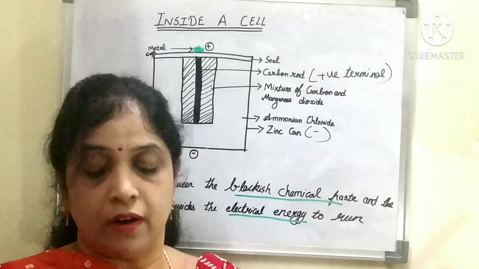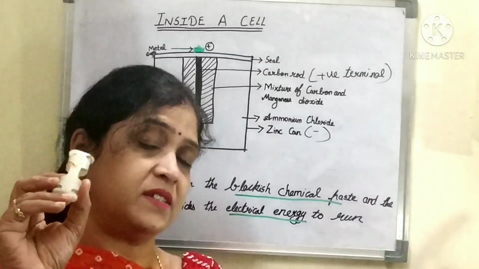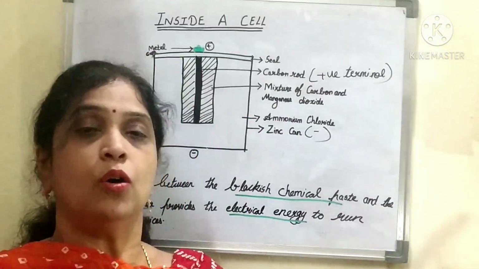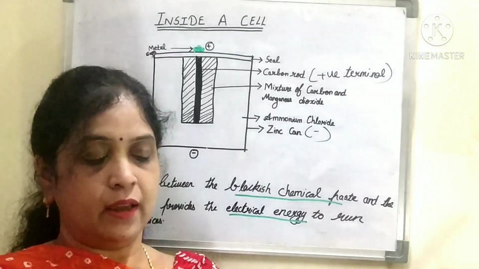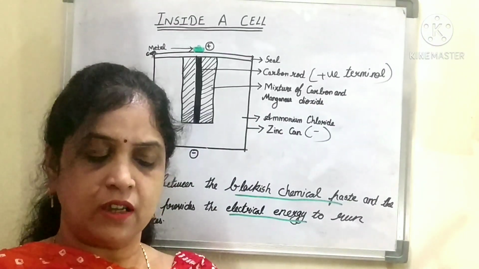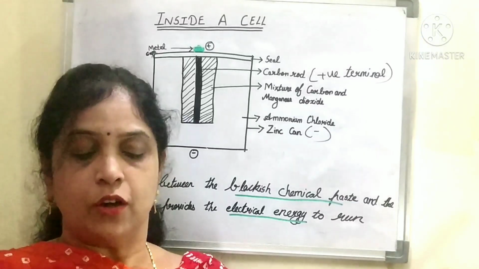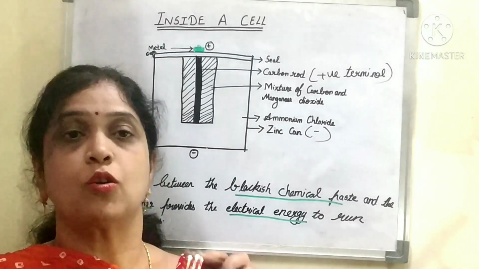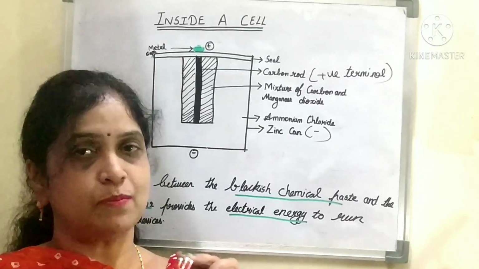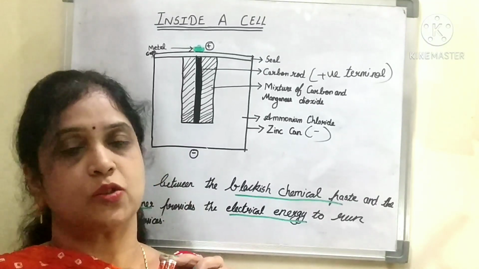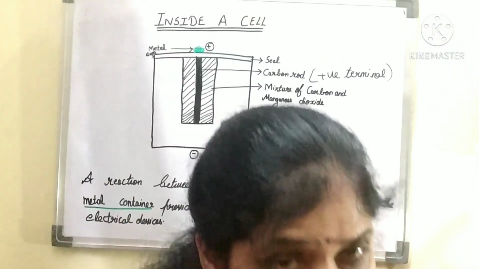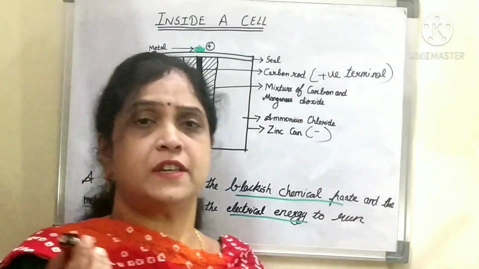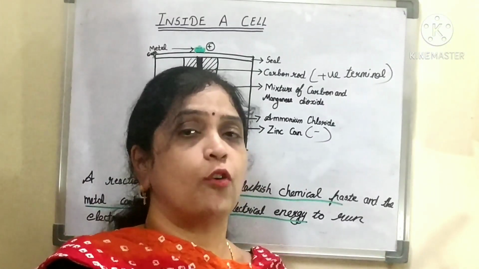Have you seen this one? This is a battery holder. You can make a battery holder at home also. Now, what is this combination of cells called? A group of connected cells is called a battery. You can see batteries in cars also. When a combination of cells is connected together, it forms a battery.